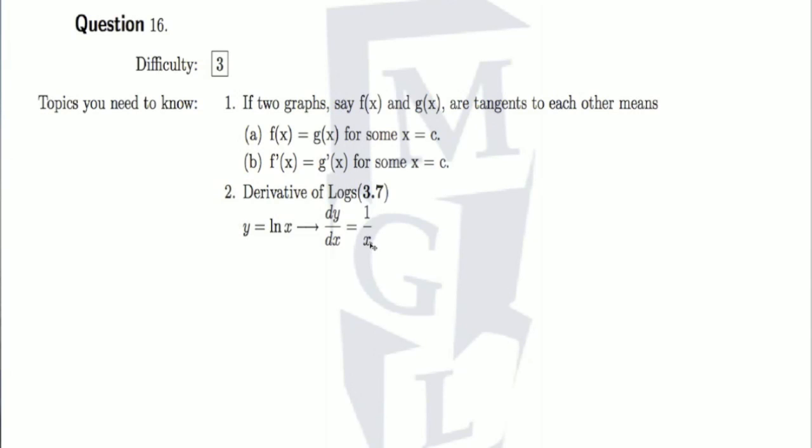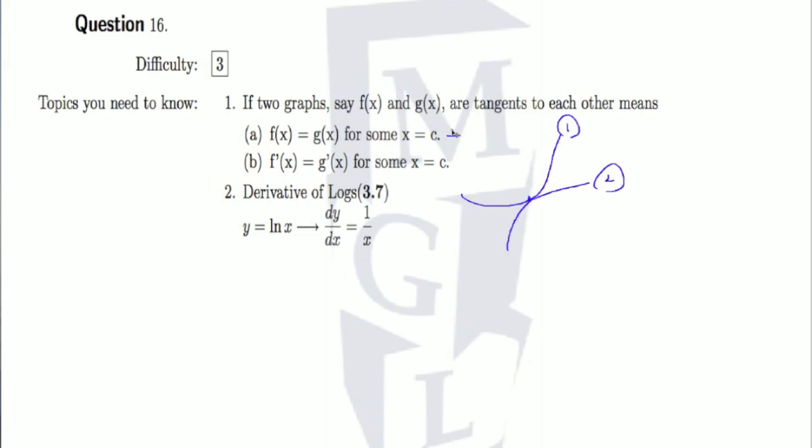Okay, so this question is a slightly harder question because we have to understand what it means for two graphs to be tangent to each other. So I've stated here, it means, okay, first of all, to be tangent means you have a graph, say 1, a second graph. So this is a case when the two graphs are tangent to each other.